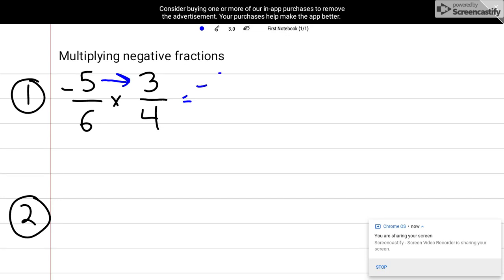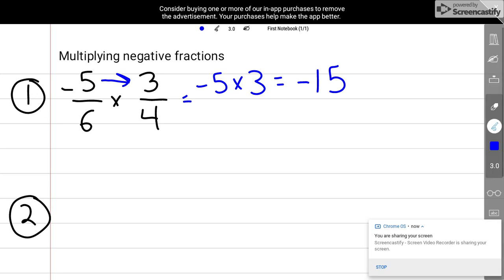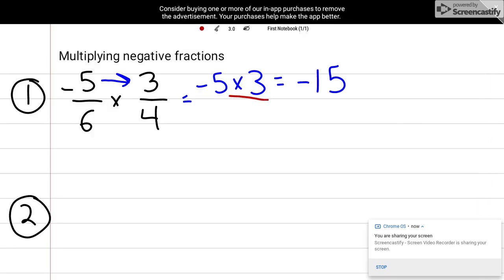So I'm going to do negative 5 times 3, which is going to give me a negative 15. Remember, when we multiply any numbers and there's one negative involved and one positive involved, the answer is always going to be negative. That goes for any kind of numbers that you're going to be multiplying. So now let's look at the bottom, our denominators. So since I already used the negative on that negative 5, I can just have positive 6 times positive 4, and that is going to give me a positive 24.